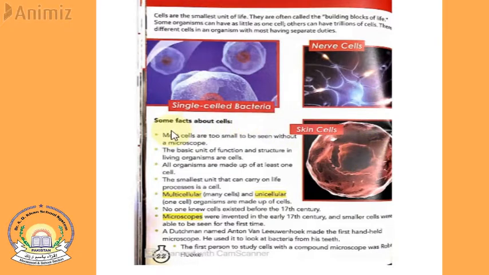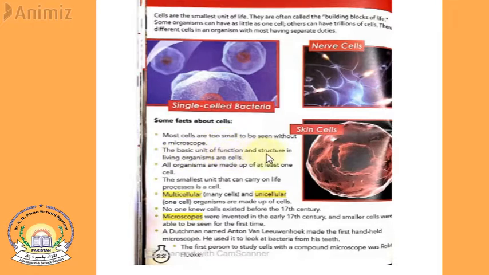So some facts about cells. What are some facts about cells? Let's look at them. Most cells are too small to be seen without a microscope. There are some cells, like in the human body, which cannot be seen with the naked eye. You need a microscope which enlarges the image and shows it on a much larger scale. With the help of that microscope, you can see those cells.